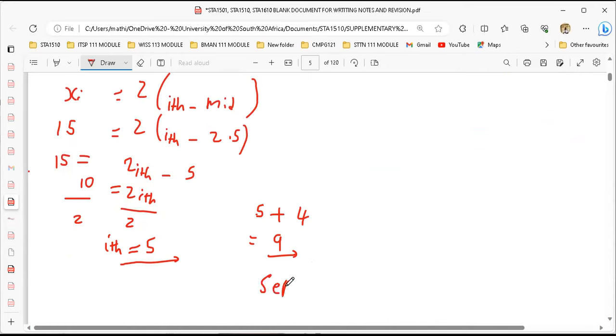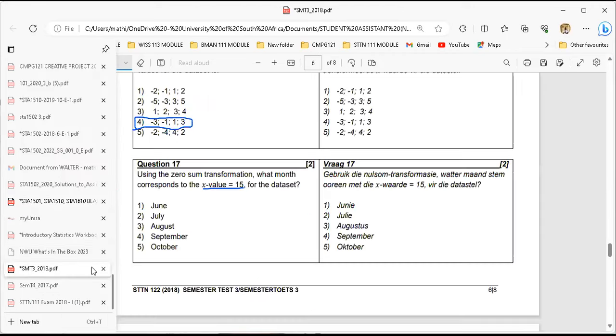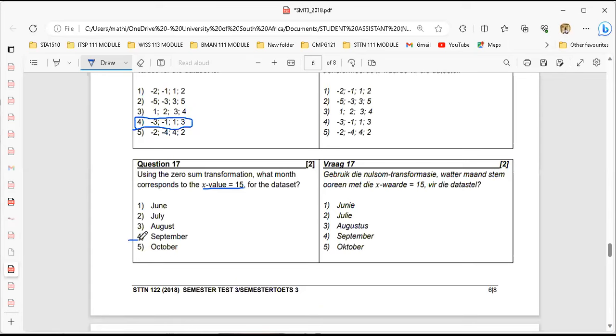September. This is our answer. Meaning the answer is September here. And then this is our answer. Let's go and check. So the answer here is option 4. Here, option 4. Done with this one.